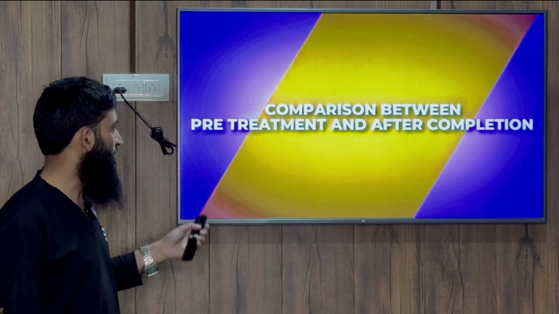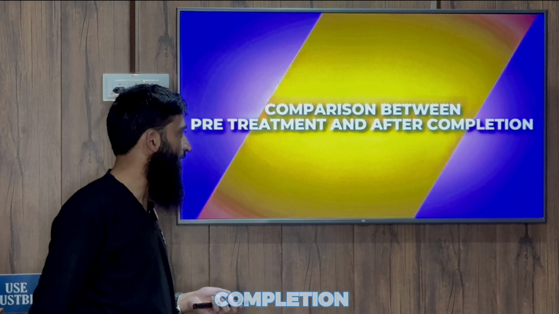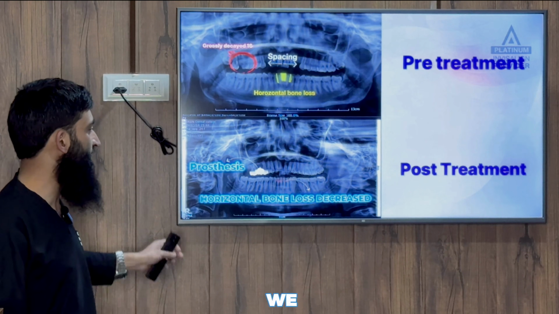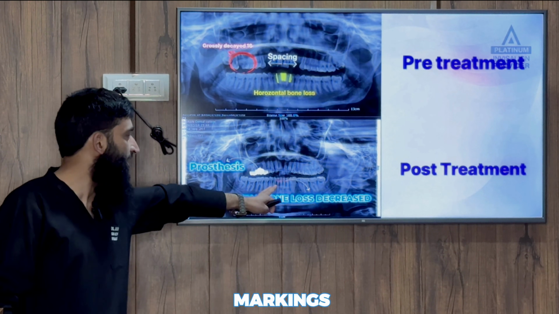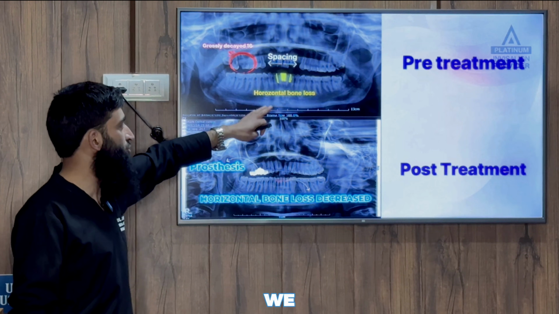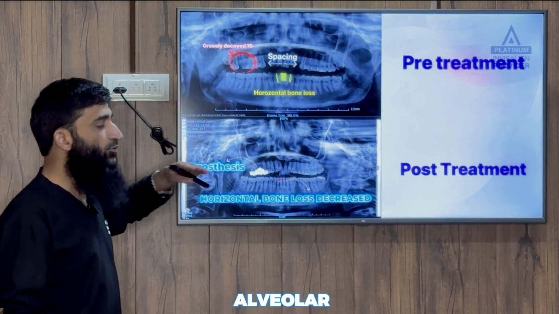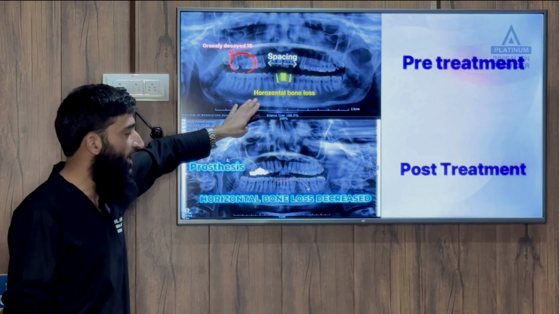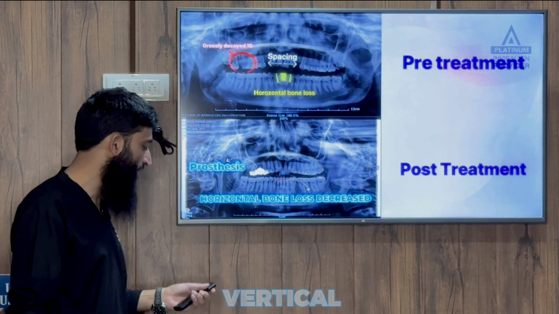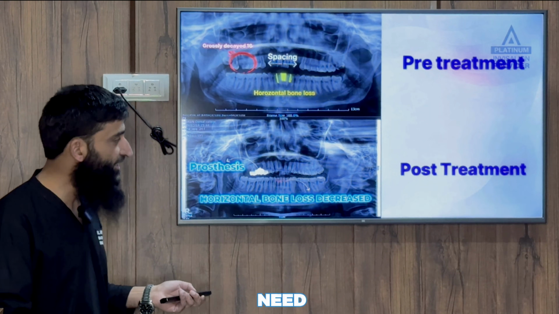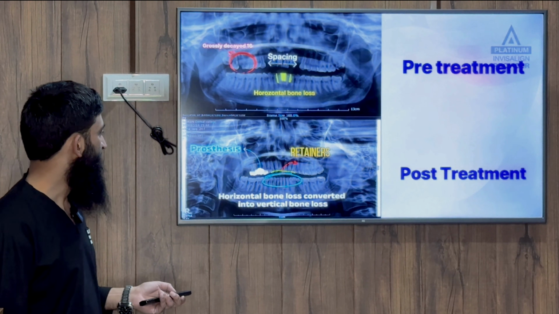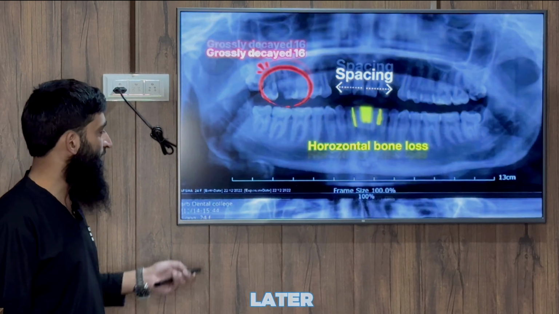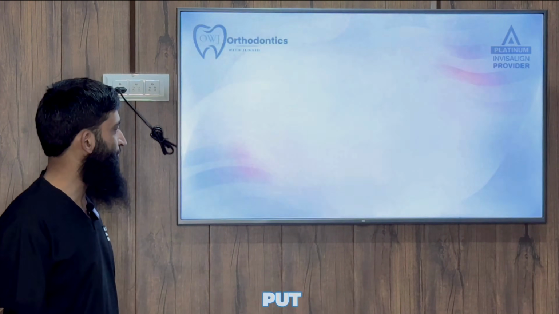Now comparison between the pre and the after completion radiographs. Now this is the pre-treatment and this is the post-treatment. Here we can see the horizontal bone loss, these red markings, and this is the yellow markings. We show a clear-cut alveolar bone which is leveled, and here we have an angular defect, and the horizontal bone loss got converted into a vertical bone loss, which we need in this case. And we put the retainers, and later on prosthesis we put here for zirconia.